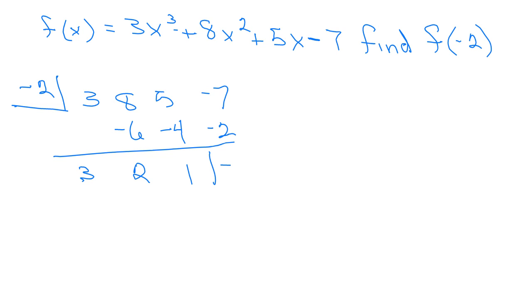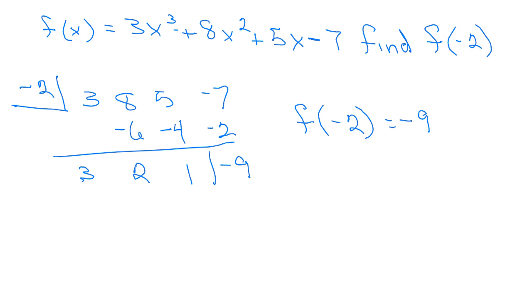And that's negative 9. And what the remainder theorem tells me is f of negative 2 is equal to negative 9, which means if you were to substitute negative 2 for all of the x's, you would get negative 9. And hopefully I can do this quickly without making a mistake.